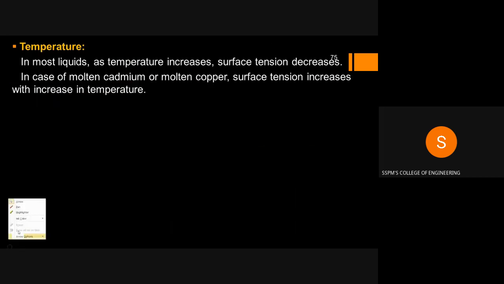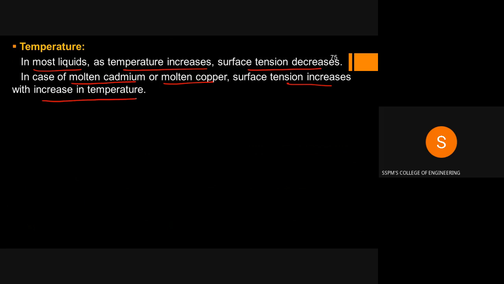And the last one is temperature. In most liquids, as we increase the temperature, surface tension will decrease. There is one exceptional case, which is molten cadmium or molten copper, where surface tension will increase with an increase in temperature. So remember this special case. The general relation is that as temperature increases, surface tension decreases, and the exception is molten cadmium and molten copper.